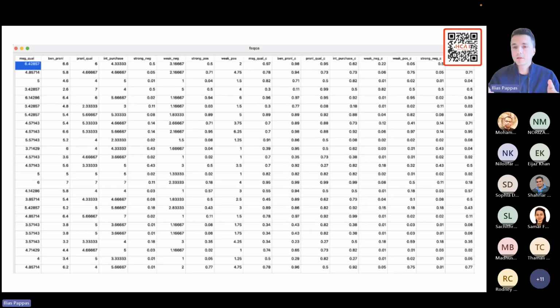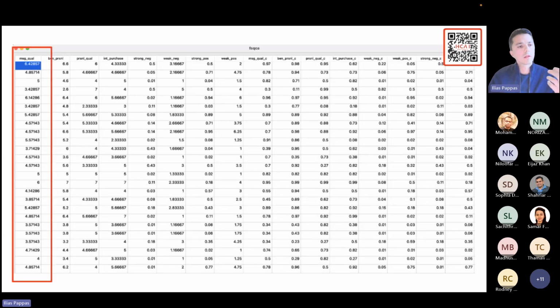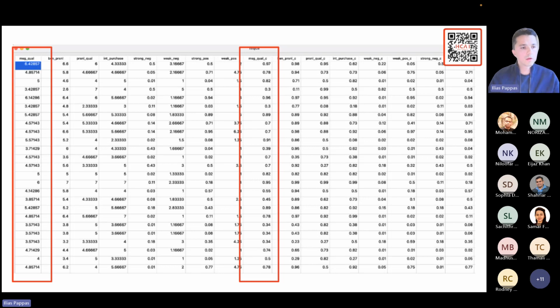And this is how our data set looks like. So after we have identified all the thresholds for all of our variables, excuse me, then here we have again message quality. I showed this example earlier, and this is the calibrated version of it. So on the left are the non-calibrated values, and then on the right are the calibrated values.